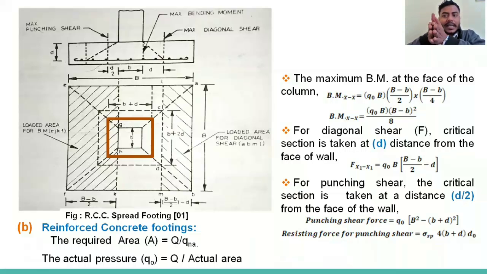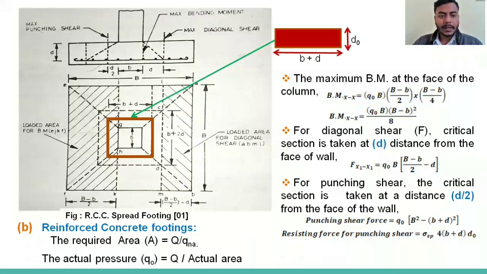Suppose the slide will occur. So we can write the area where the slide will occur, right? You can calculate like this. You can see the top side: there is a width of B plus D by 2 plus B plus D by 2, so it will be B plus D. Then the length perpendicular to this figure is the depth of the footing, so into D naught. You can see this is the area where the punching shear is happening.